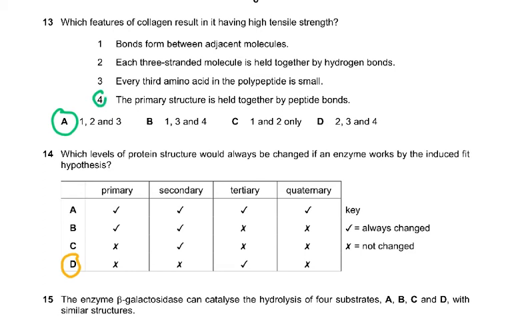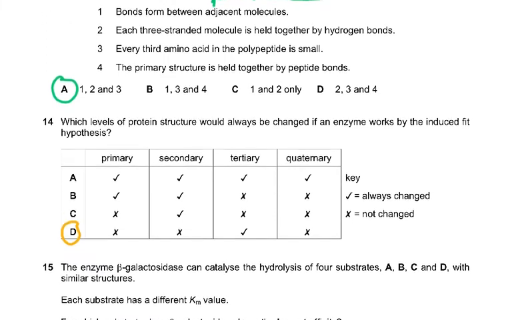Why is 4 not in the picture? Why is 4 wrong? It is wrong because you've got to understand it says which features of collagen result in having high tensile strength. Now the primary structure is present in every protein, but all proteins do not have high tensile strengths. So which features of collagen result in it having high tensile strength? This was the part which you had to really comprehend. So 1, 2, and 3, 1, 3, and 4, 1 and 2, 2, 3, and 4. So the answer to this was A, which is 1, 2, and 3, and that was the reason why that was the answer.